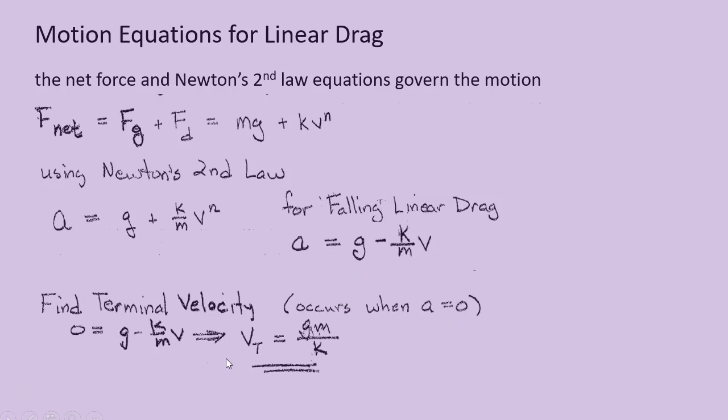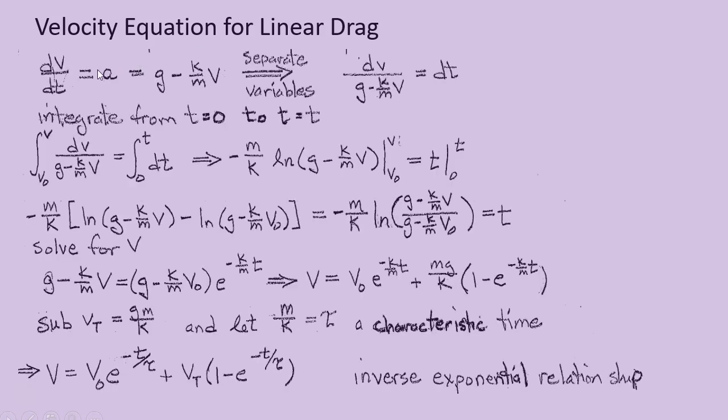So we just do this simple rearrangement, and the terminal velocity of an object is equal to g times the object's mass divided by the object's proportionality constant. Now let's take a look at how we get the velocity equation for linear drag. From the previous slide, we had our expression for acceleration, g minus k divided by m times v. Well, we know that acceleration is dv/dt, the rate that velocity changes with respect to time. So this gives us a simple differential equation, which we need to go through our steps of solving.